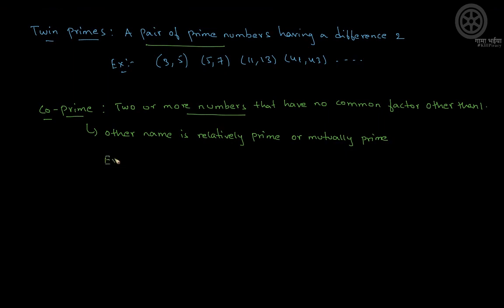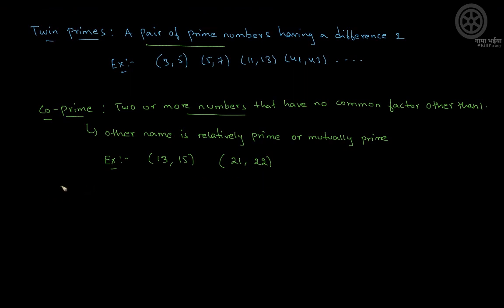If I take the example 13, 15, right? These two are co-prime numbers. See, 13 is a prime number, 15 is not a prime number, but still we can say these two numbers are co-prime numbers, not necessarily both prime. If I take 21, 22, these two numbers are not prime numbers. This one is an odd number, this is an even number, but still these two numbers are co-prime, right?